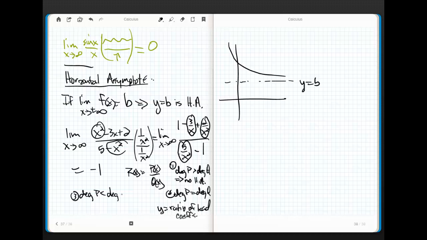And then remember, 3, if the degree of p is less than the degree of q, then I know that y equals 0 is my horizontal asymptote. Okay? So do you see what I'm saying here? I don't want you to abandon that.